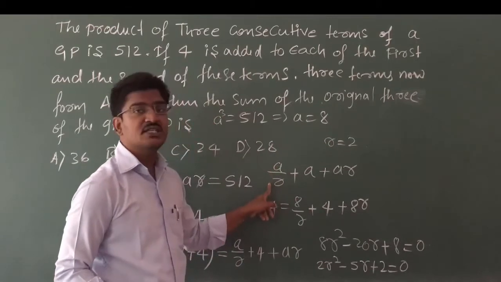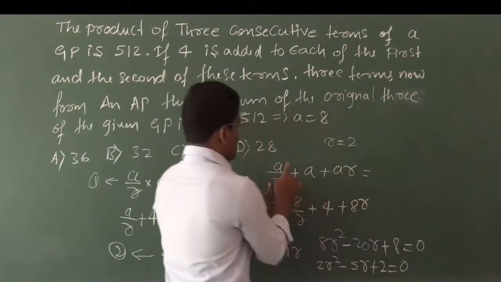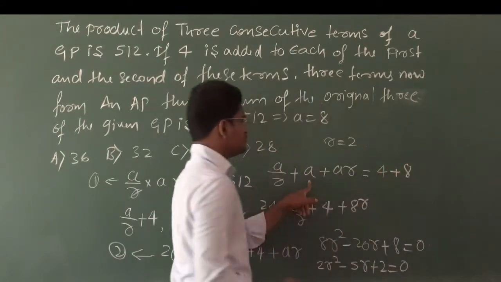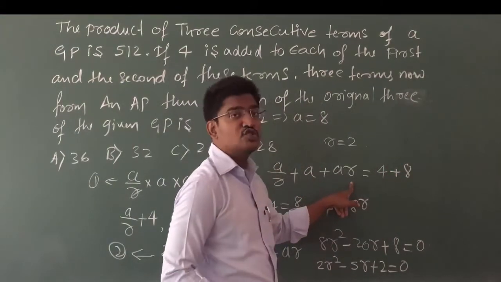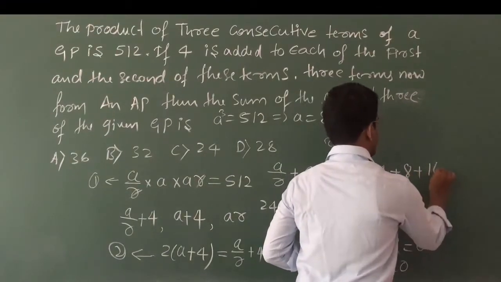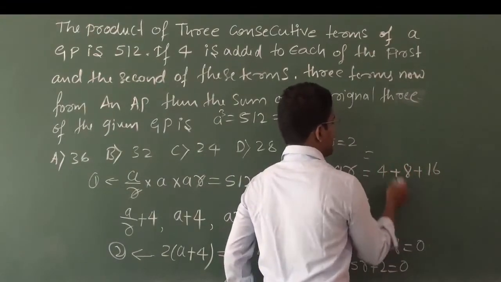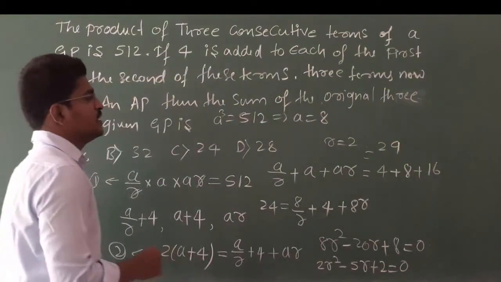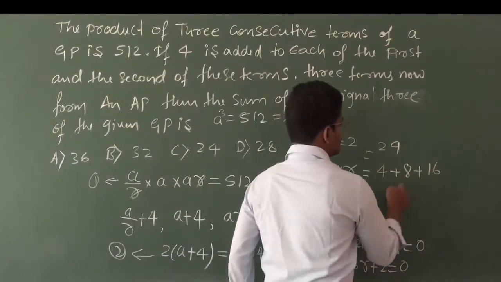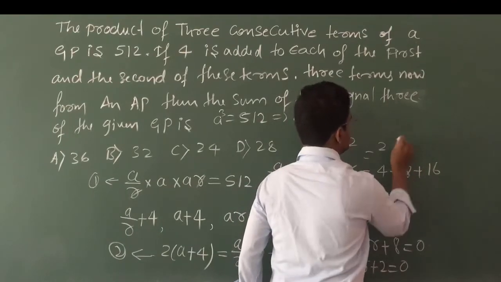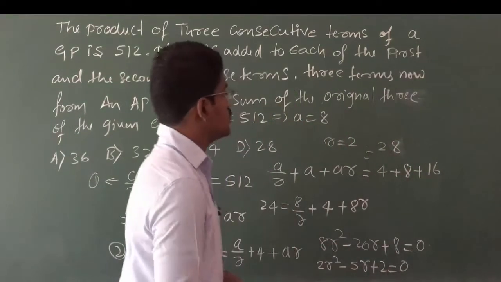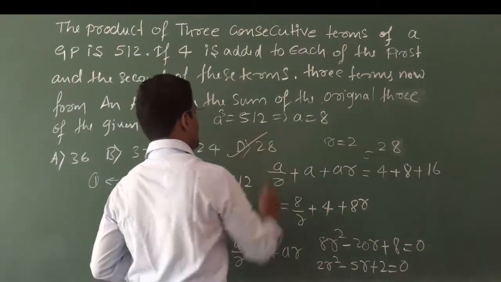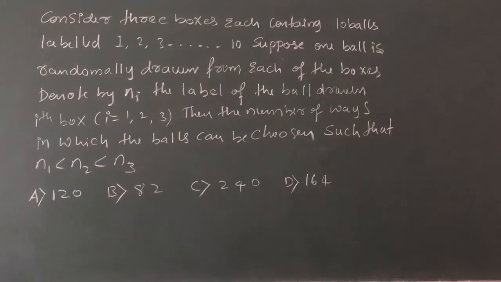Now simplify this sum. That is 8 by 2 is 4, plus 8. A is 8, R is 2, 8 into 2 is 16. So 8 plus 4 is 12, 12 plus 16 is 28. Clear? So your answer will be 28. That is option D. Clear, students?